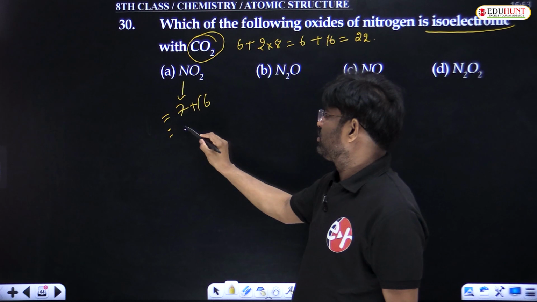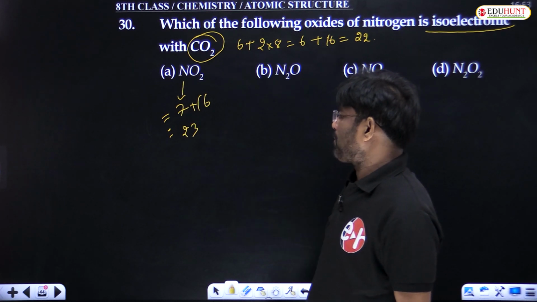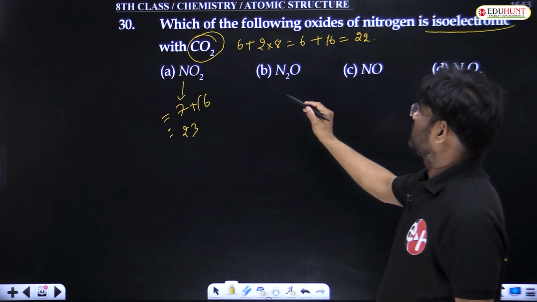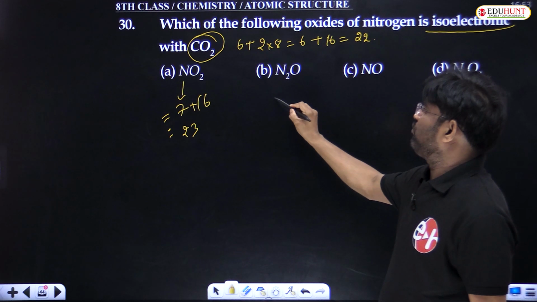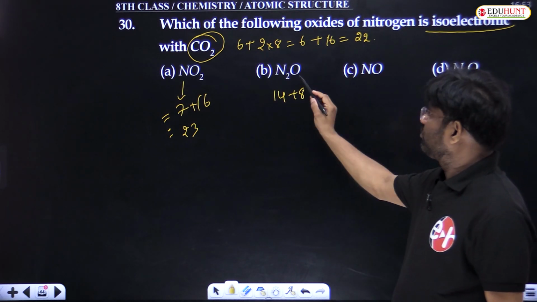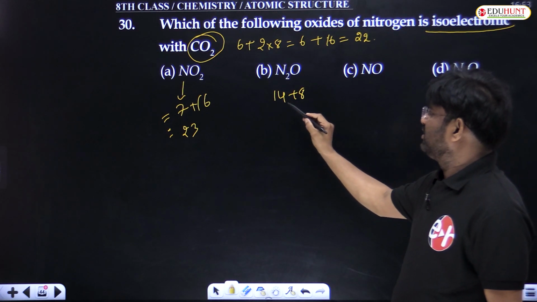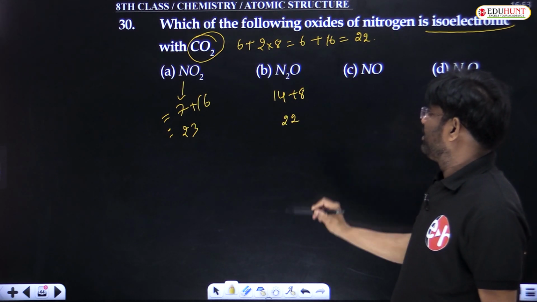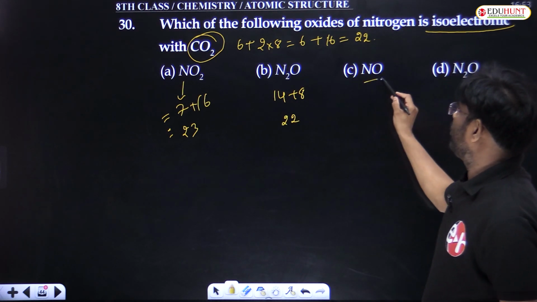Here, 2 into 7 is 14, plus 8. 14 plus 8, how much is it? 22. That is N2O.